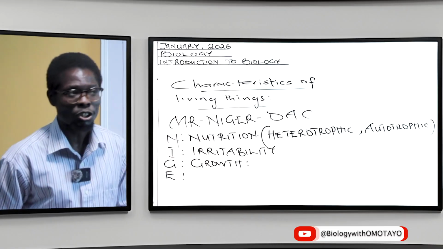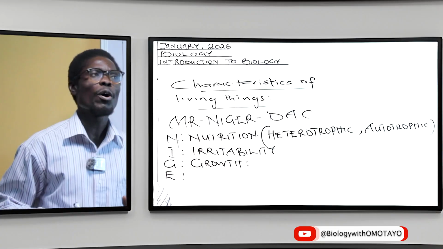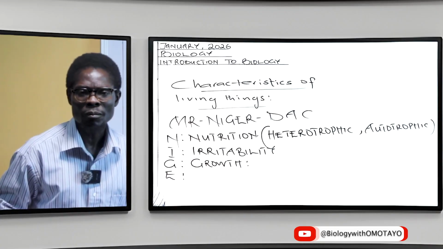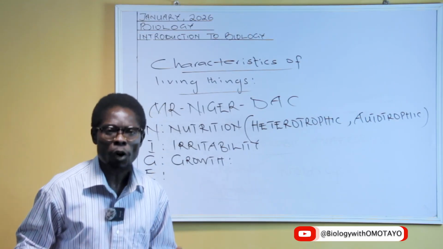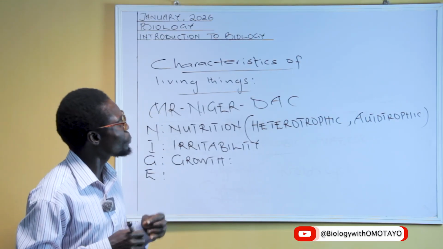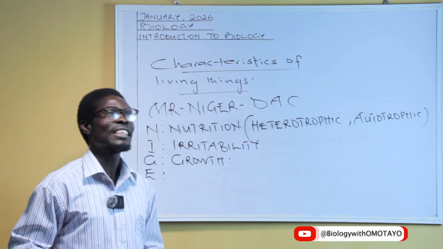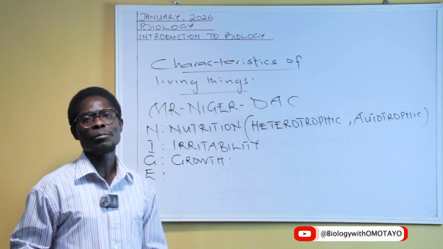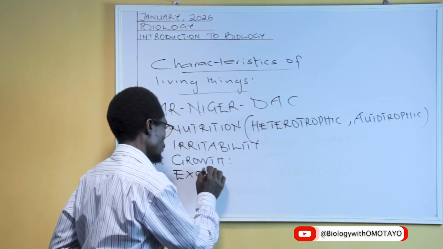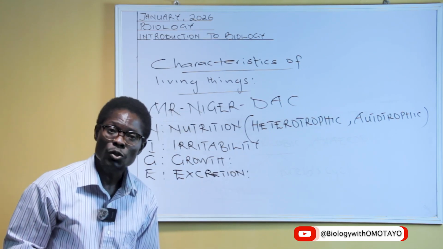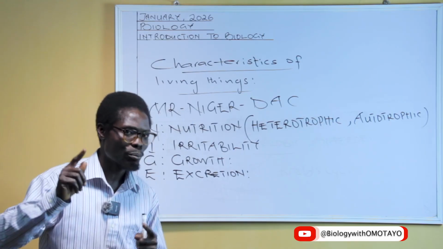Excretion is the process of removing waste products of metabolism from an organism. It is the process of removing toxic material from an organism. It is the process of removing substances that are in excess from an organism. So, take note, excretion always deals with the removal of metabolic waste products.